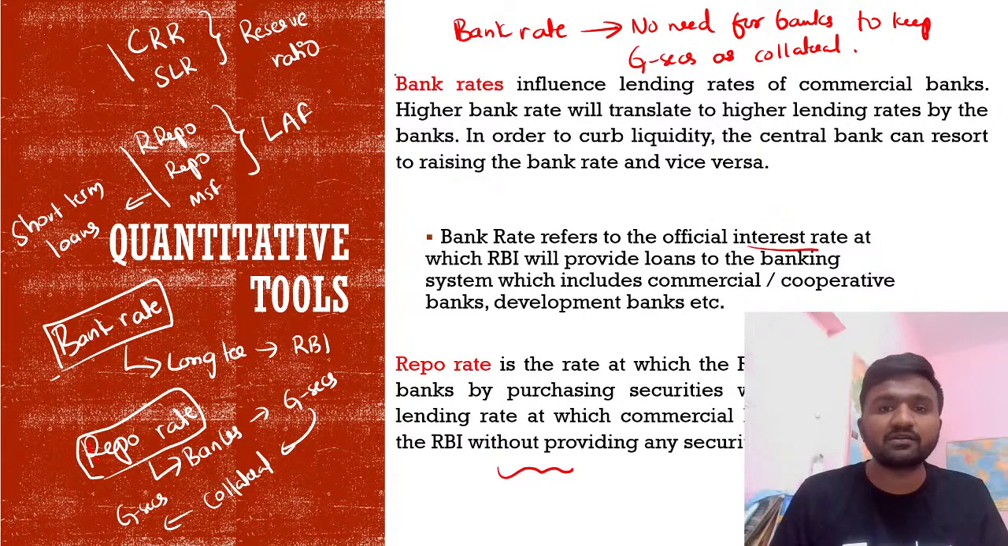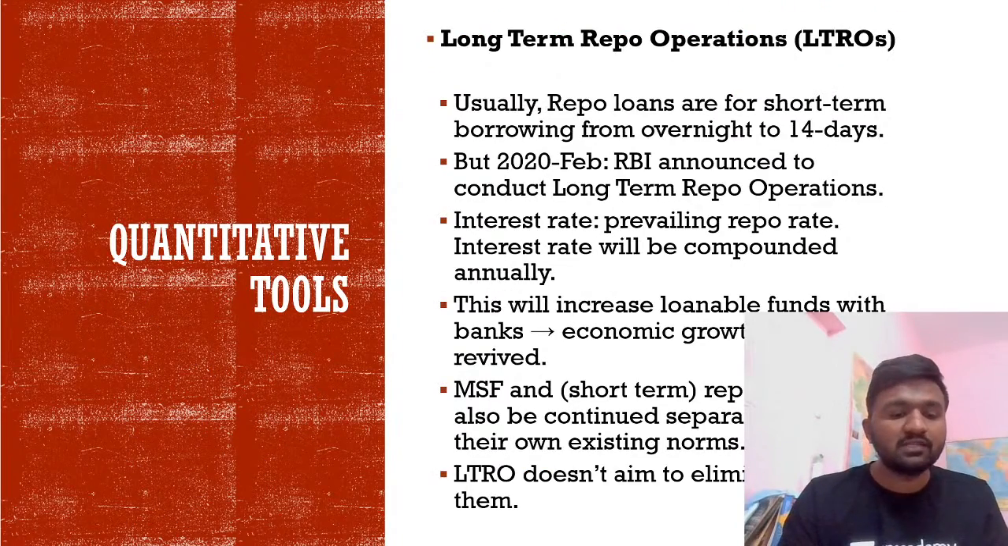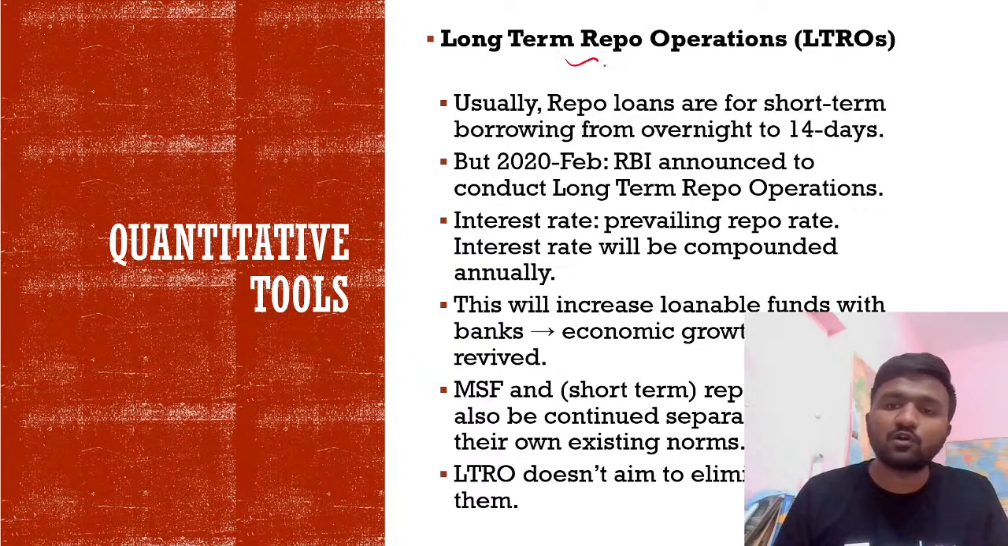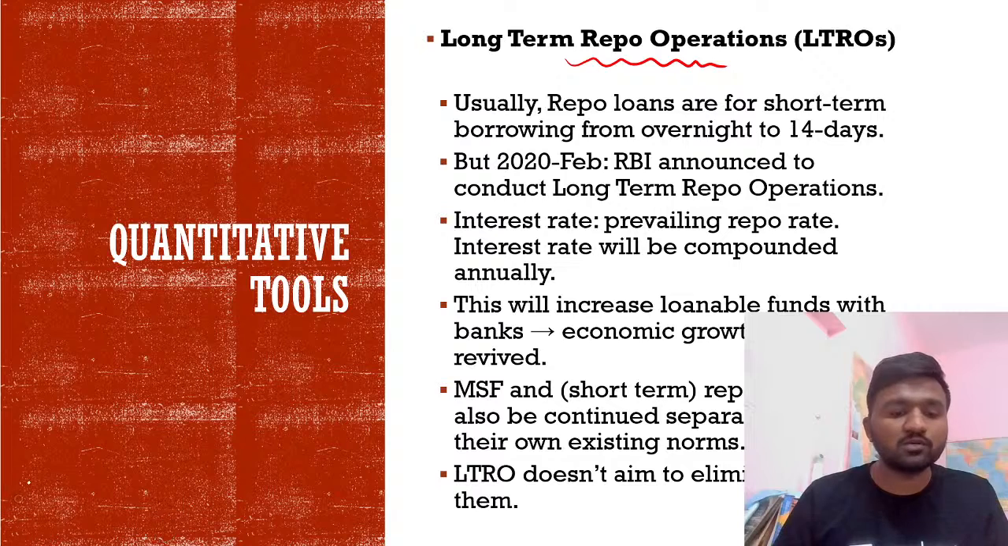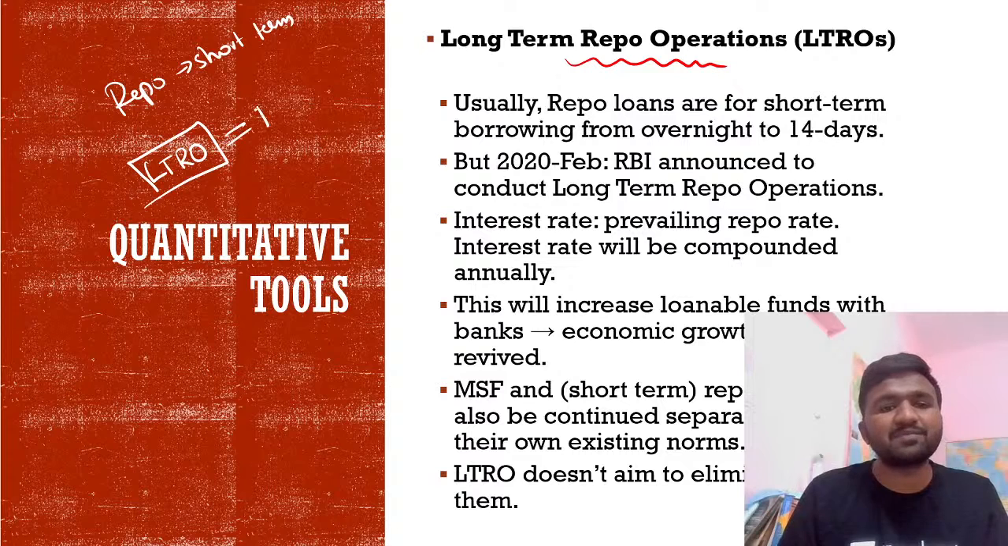In bank rate, RBI is not asking for any collateral from the banks. Then recently we introduced something called long-term repo operations, because repo is only for short term. So they decided we should give for the long term, and introduced LTRO, long-term repo operations. This is the same as repo. If repo is 4%, then it is also 4%.